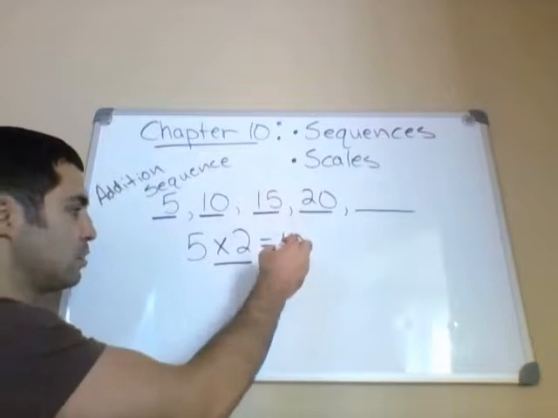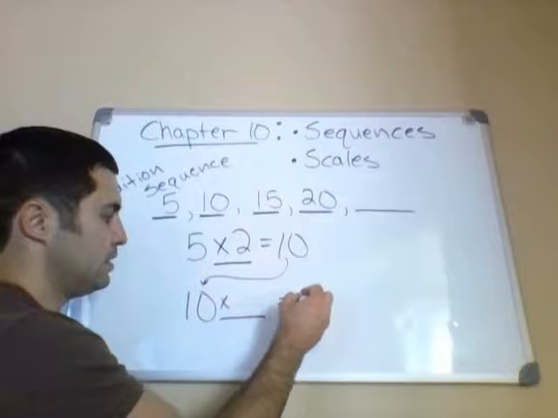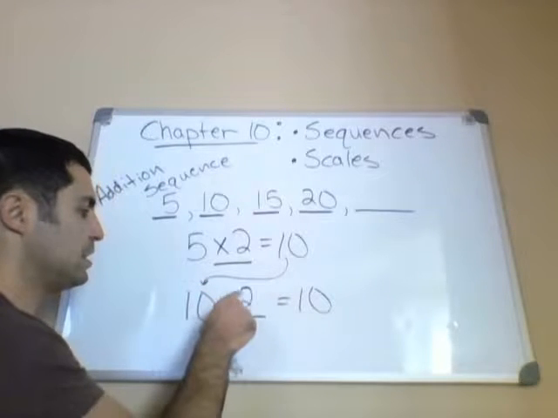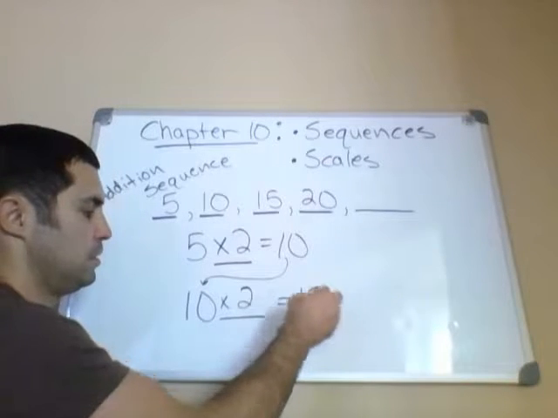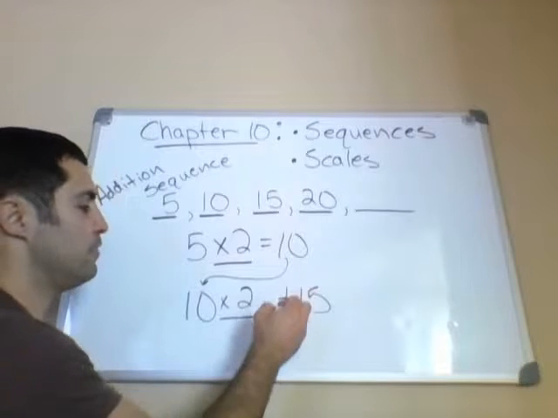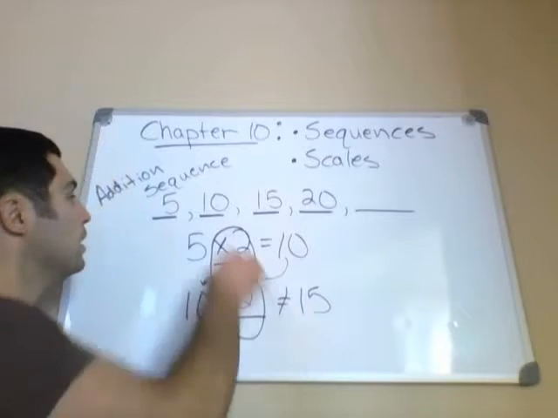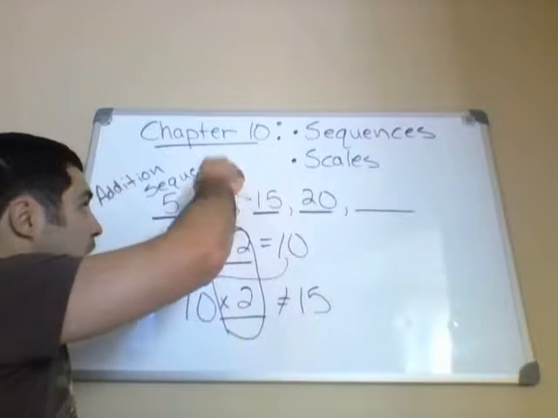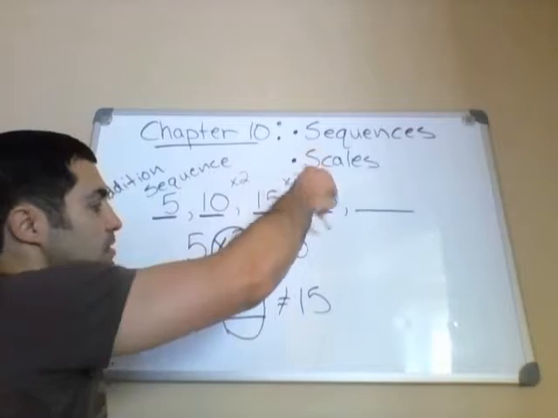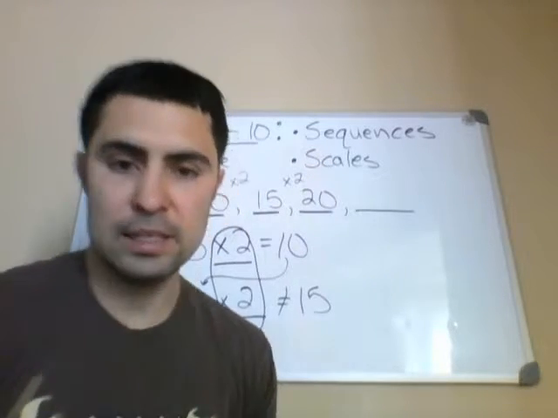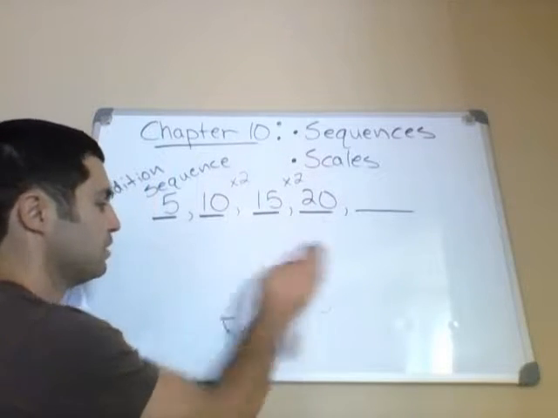But if I take the next number, 10, and I multiply that by 2, what's 10 times 2? Does that equal 15? No, it does not equal 15. So this little pattern, multiply by 2, does not work, because 5 times 2 is 10, 10 times 2 is not 15. 15 times 2 is not 20. So multiplying by 2 is not the correct pattern for this sequence.